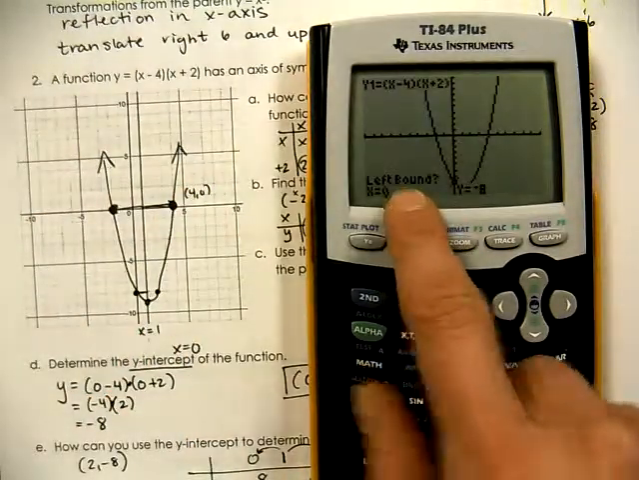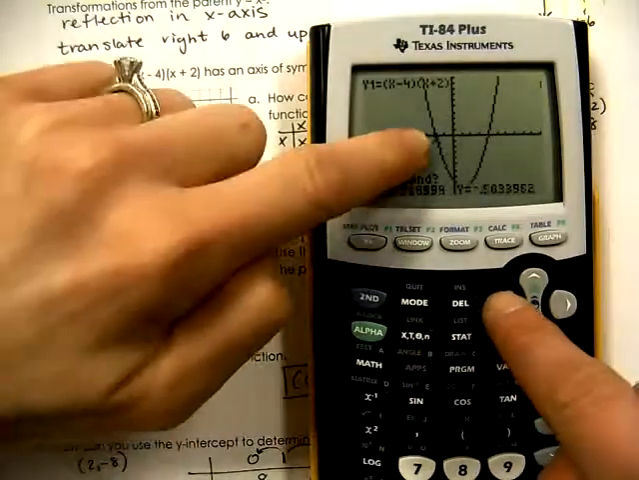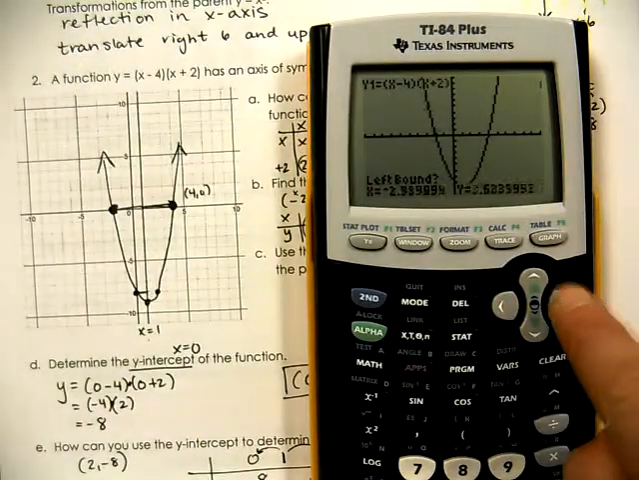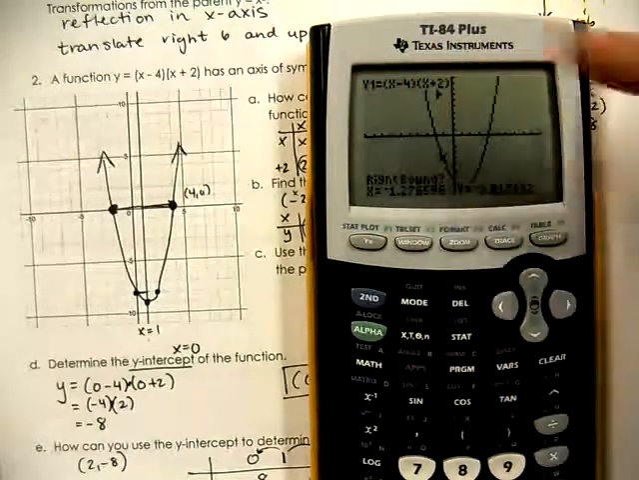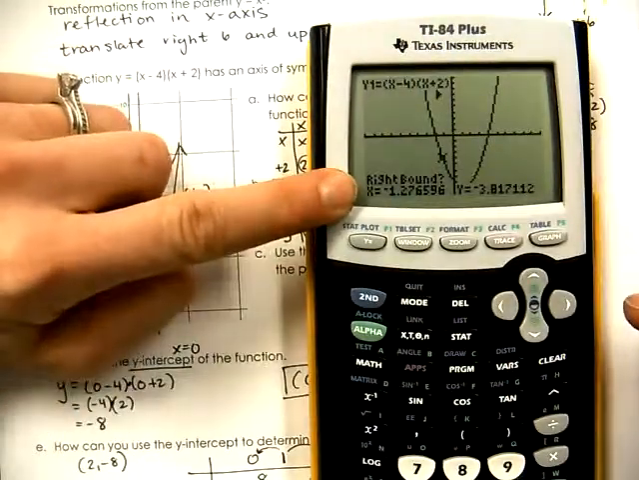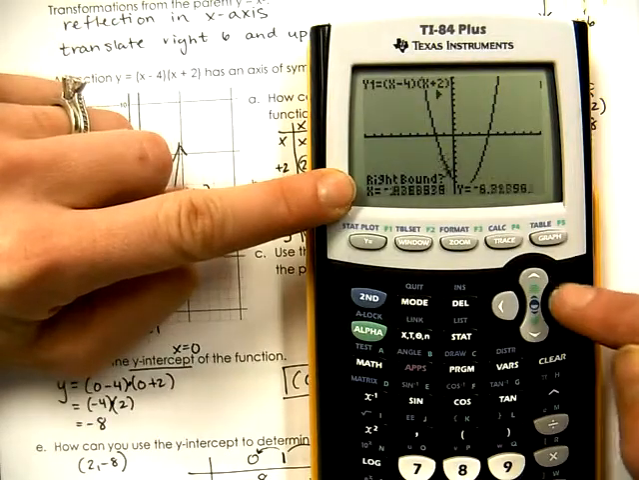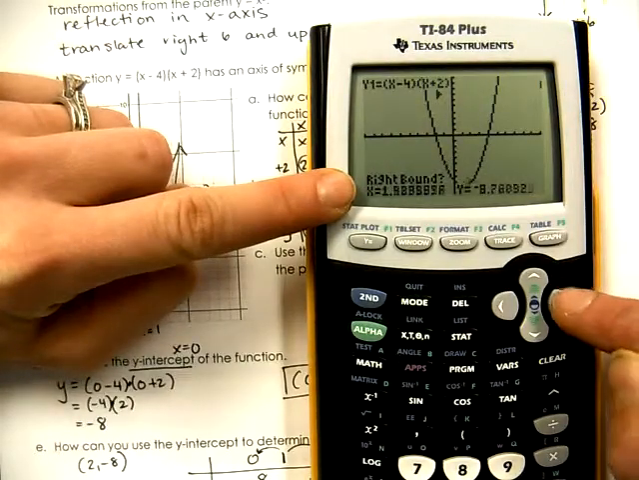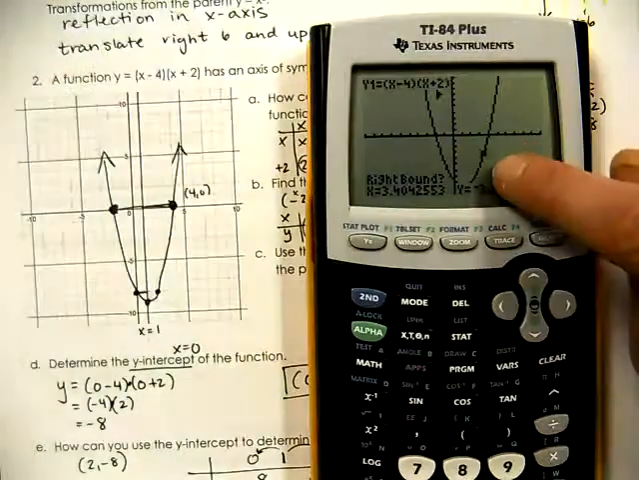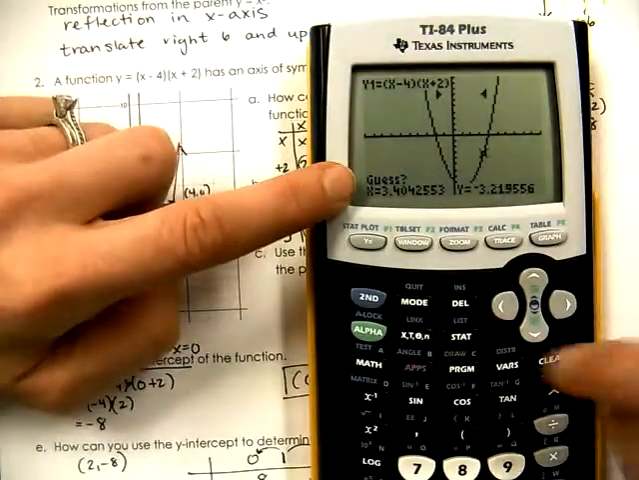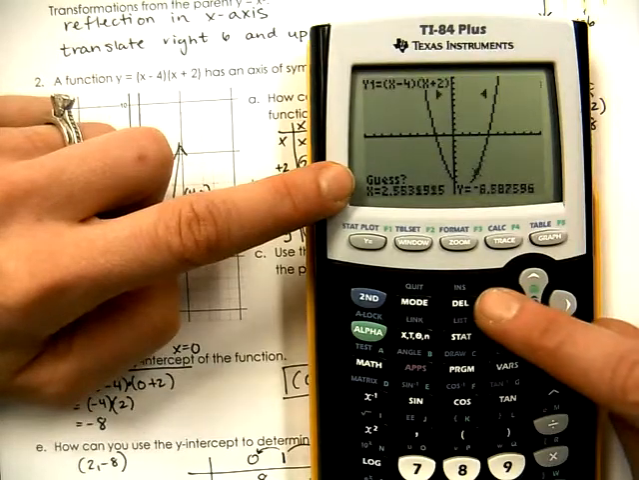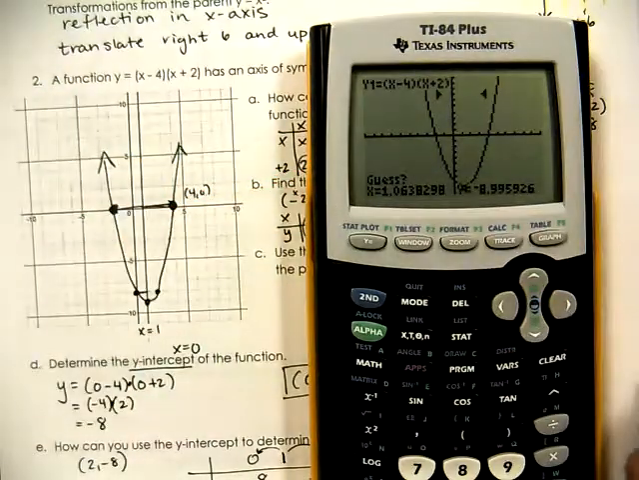And now it says left bound, which means, is this cursor, the one that you see moving here as I move to the left and to the right, to the left of the vertex? And we see that it is. So I'm going to press enter, and it can be anywhere to the left. And now it's asking you for the right bound. So I use my arrow button, and I move over until I'm to the right of the vertex. Okay, I'm clearly to the right of the vertex now, so I'm going to press enter again. Well, now it says guess, and all it wants you to do is move it closer to the vertex. Okay, so we're pretty close to the vertex there.